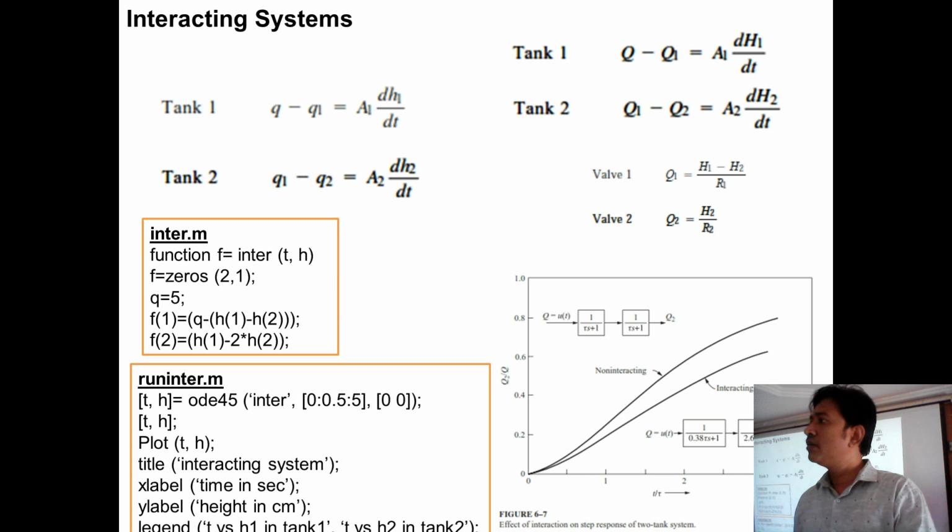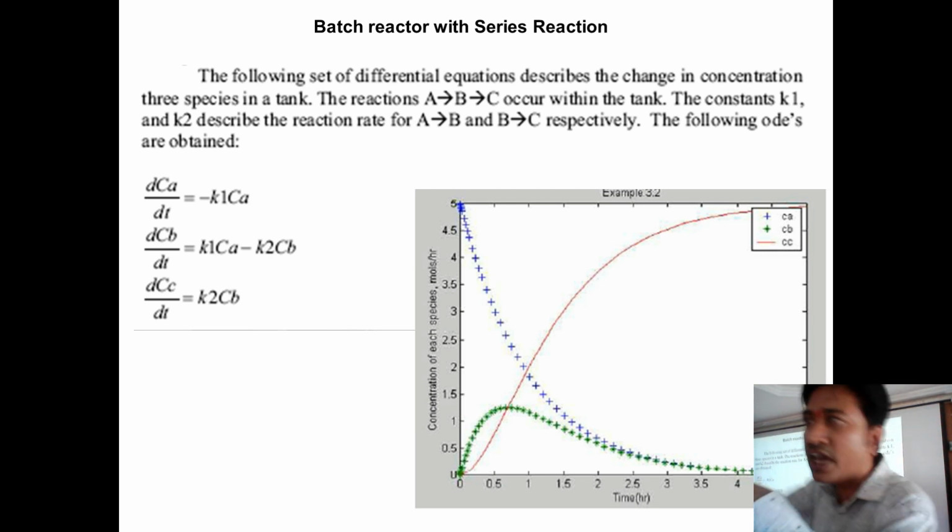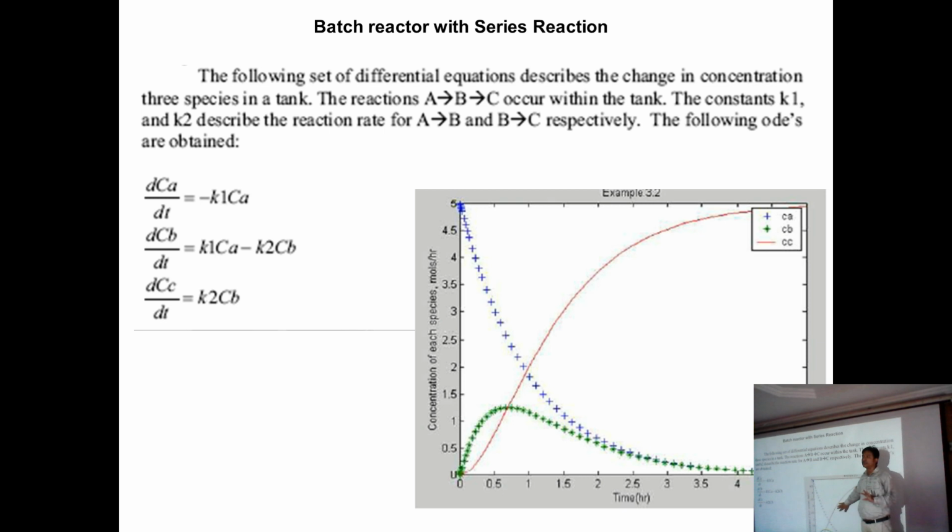Okay. The batch reactor we have already seen just now. So if you know those equations, you can simulate it. On the monitor, your C has to drop down, your B has to increase and then drop down, your C has to increase. So this plot you have to produce when the question is given in the exam.